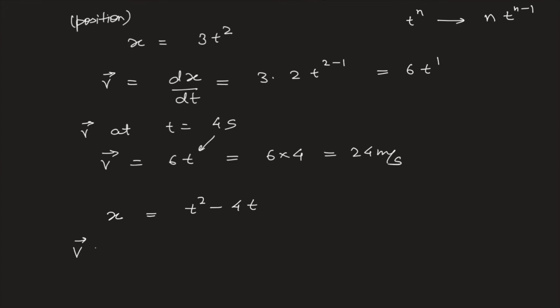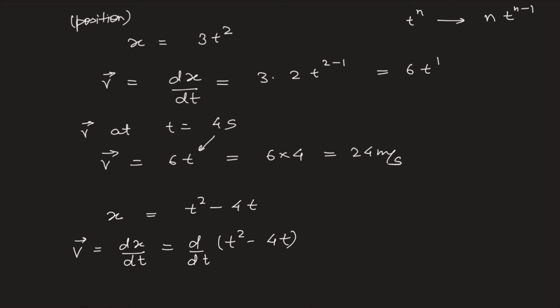So the instantaneous velocity is going to be dx by dt, and we are going to distribute the differentiation. What do we mean by distribute the differentiation?